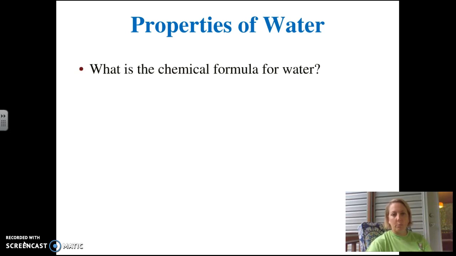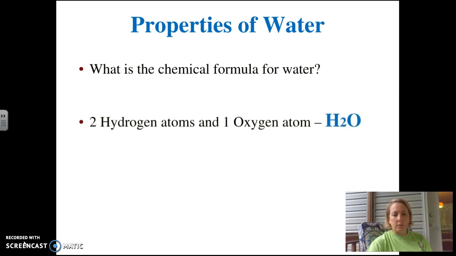We'll start with the chemical formula, which hopefully by now you all know, but it's made up of 2 hydrogen atoms and 1 oxygen atom, giving us the chemical formula of H2O. If we were to look at the molecular picture of what that would look like in simple terms, you can see that there are 2 hydrogen atoms and 1 oxygen atom, which is red.